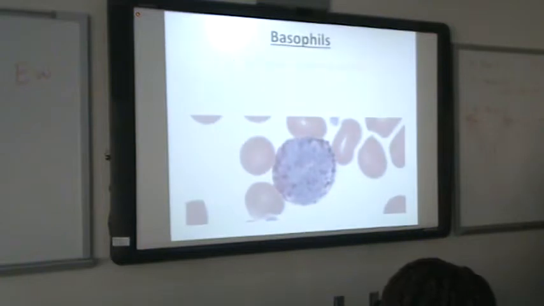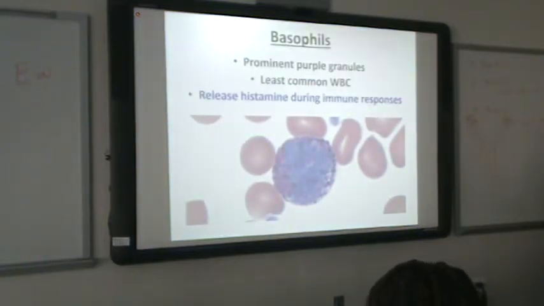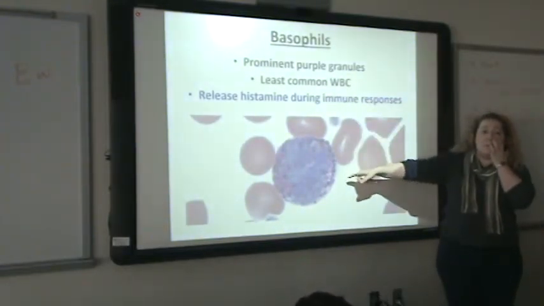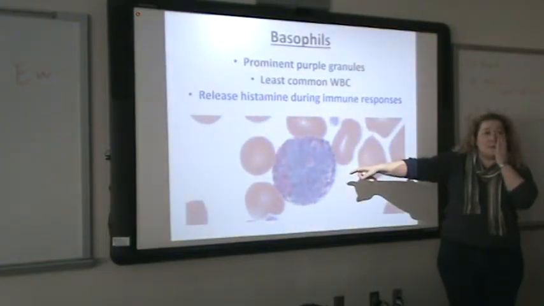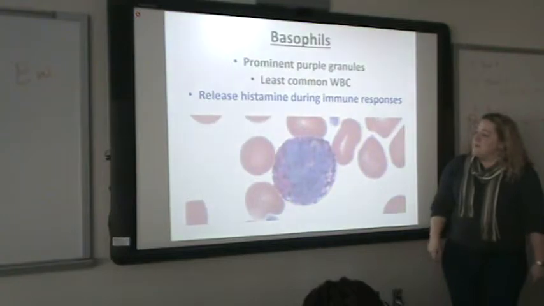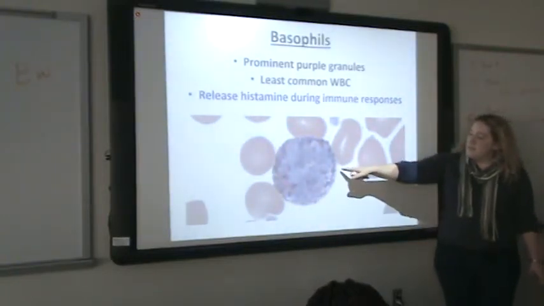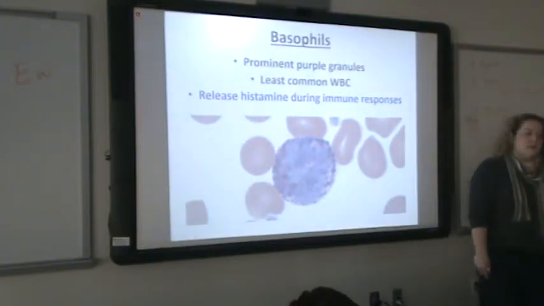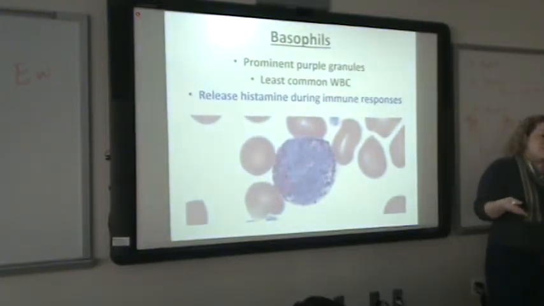Okay, next, basophils. I don't have any tip for remembering basophils. These are even harder to find than eosinophils. It's not that they're rare, there just aren't many of them. That's the normal. They have these granules. The granules are full of histamine, like histamine that makes you inflamed and snotty.